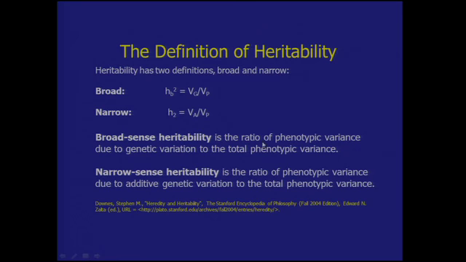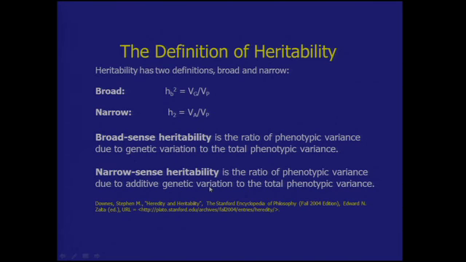Broad sense heritability is the ratio of phenotypic variance due to genetic variation over the total of phenotypic variation. Actually, variance is a statistically, technically defined term, but you can think of it as just variation for our purposes. And so however much variation there is, let's say in height, we can ask how much of that variation is due to genes in some sense, and how much is due to something else, like environment.